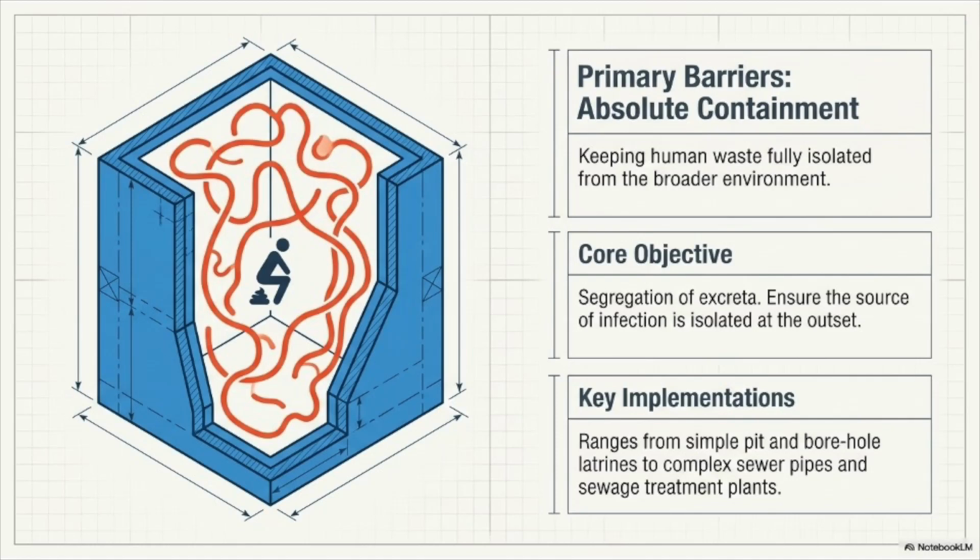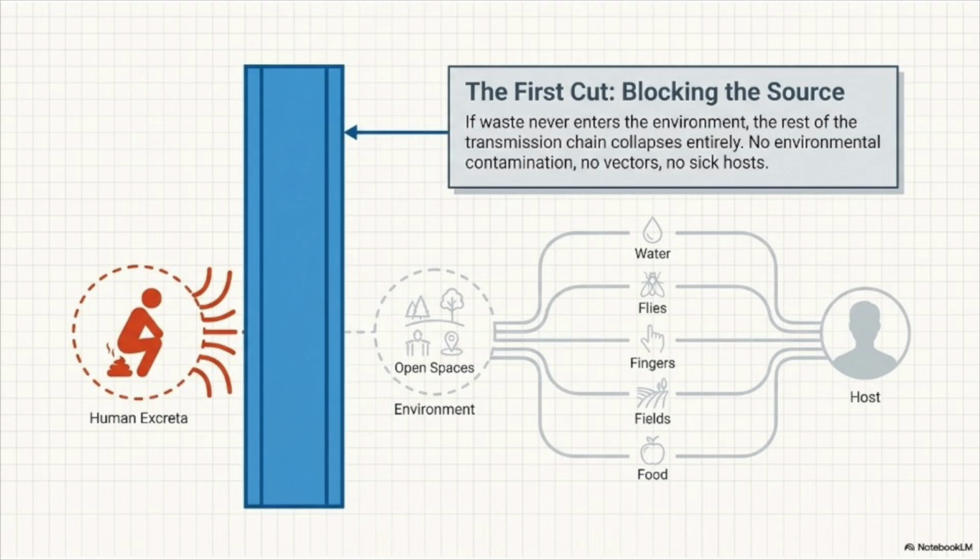The core objective here is segregation of excreta, ensuring that the source of infection is isolated right at the outset. Key implementations of this primary barrier range from simple pit and borehole latrines all the way to complex sewer pipes and sewage treatment plants. This is essentially the first cut, blocking the source. If waste never enters the environment, the rest of the transmission chain collapses entirely. There is no environmental contamination, no vectors, and no sick hosts.